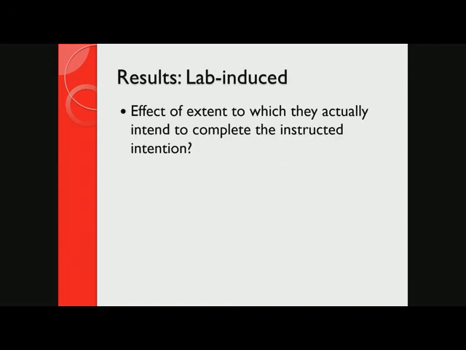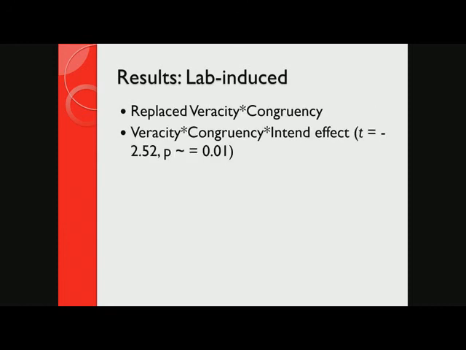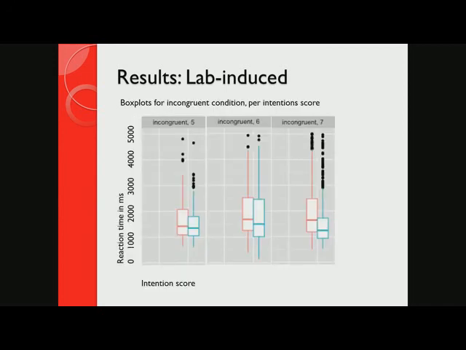So what I did is I asked all the participants during the study, in the lab-induced study, to rate on a 1 to 7 point scale whether or not they were planning to execute the intention I told them they were going to have to execute. So then I reused the same model, but instead of using a veracity by congruency interaction effect, I replaced it with a veracity by congruency by intention effect. So that intent is simply on a scale of 1 to 7, how much did you intend to do the study, which was significant.